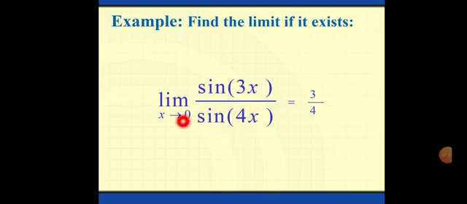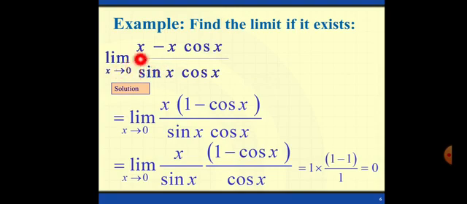Find the limit of the following: sine 3x over sine 4x when x tends to 0. Here we have 3 over 4, the coefficient of x above over the coefficient of x below. So the final answer is 3 over 4.